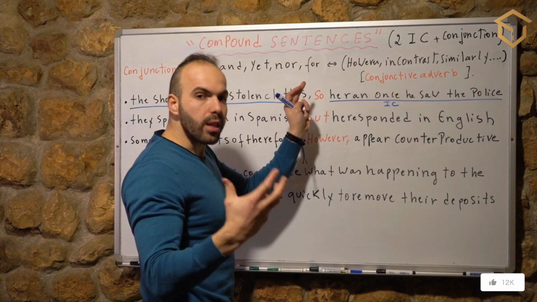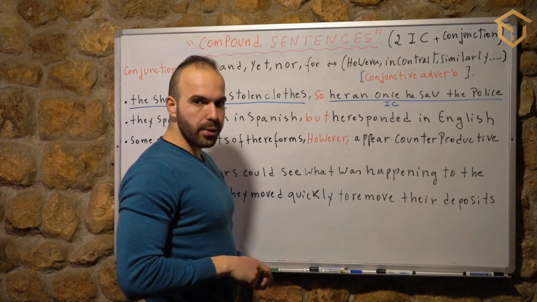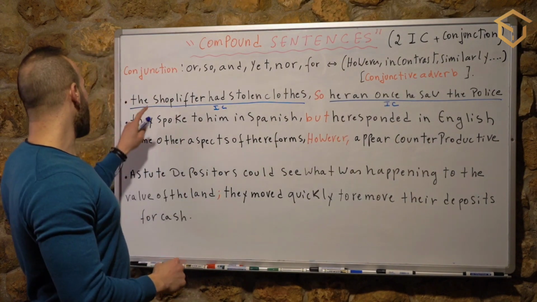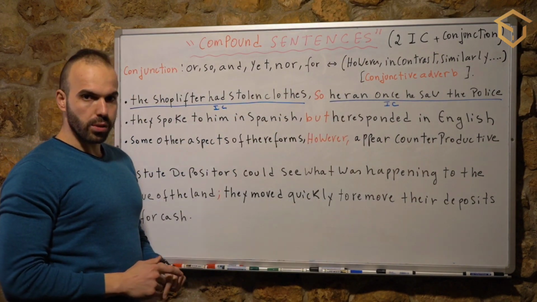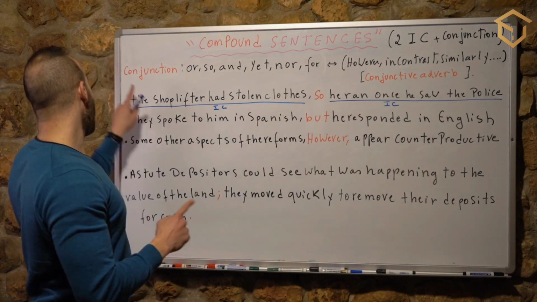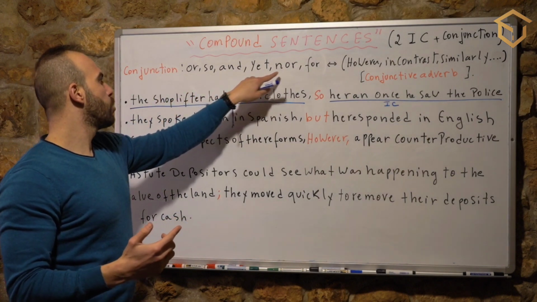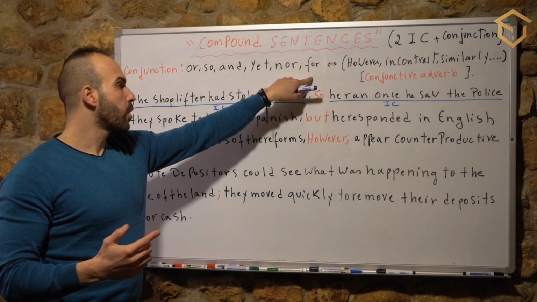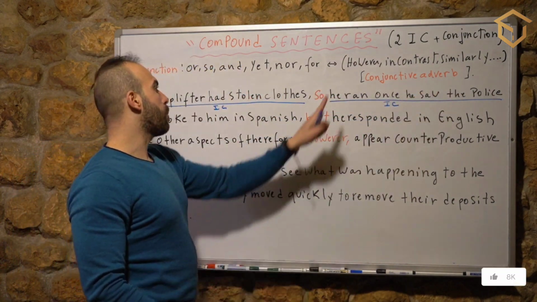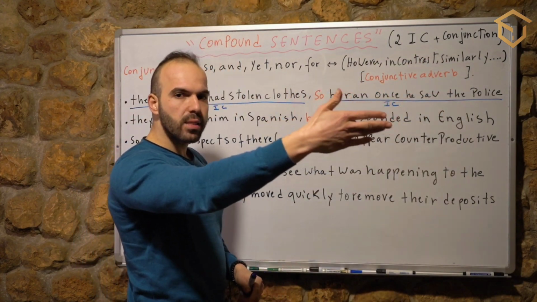So you can still understand the meaning of this clause sentence, and that's what we call an independent clause. So as you can see, a compound sentence consists of two independent clauses. These two independent clauses are joined by either a conjunction word, for example, or, so, and, yet, nor, and for, or joined by a conjunctive adverb, for example, however, in contrast, similarly, therefore, thus, hence.